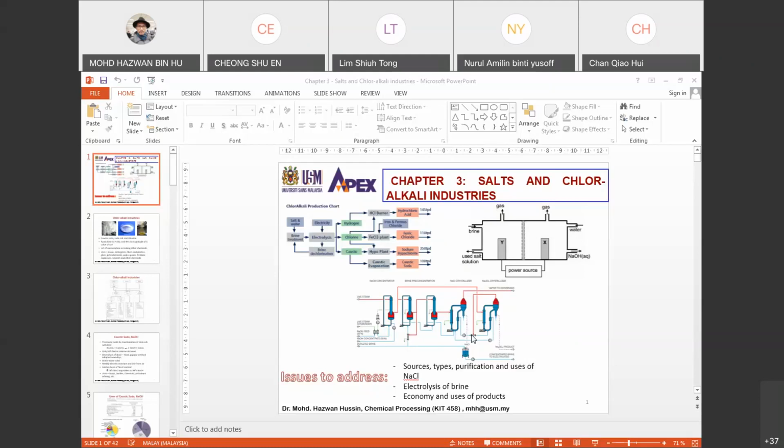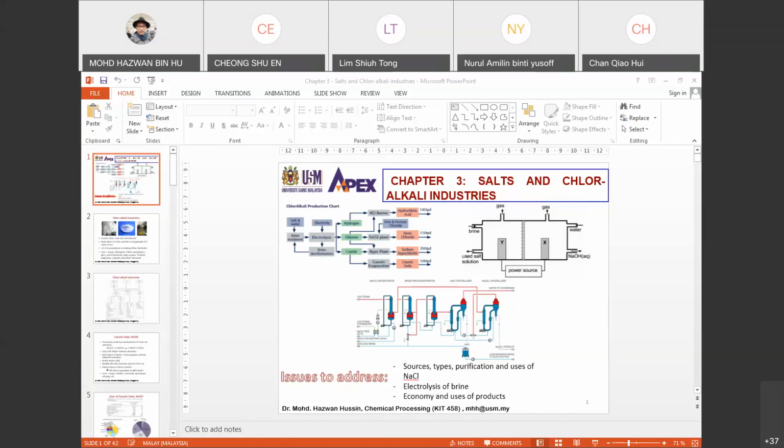So several other things which are normally produced during the production of soda ash or caustic soda is normally gas. So that is why it is also known as chlor-alkali, because it also produces other types of salts, caustic soda. At the same time, it also produces other types of gas like chlorine gas.